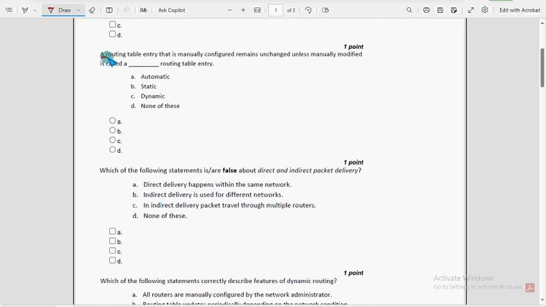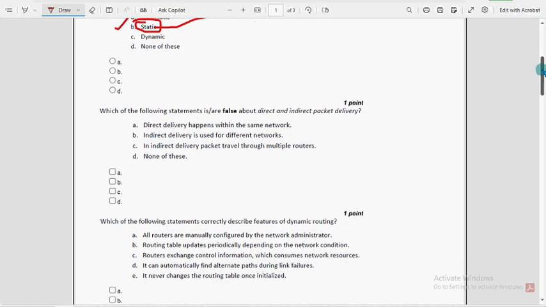Next, second question. A routing table entry that is manually configured remains unchanged. Unchanged means static, right? So mark the second option, option B, as the probable solution.